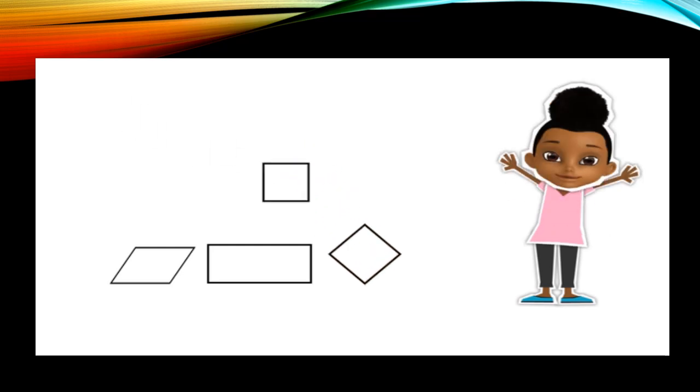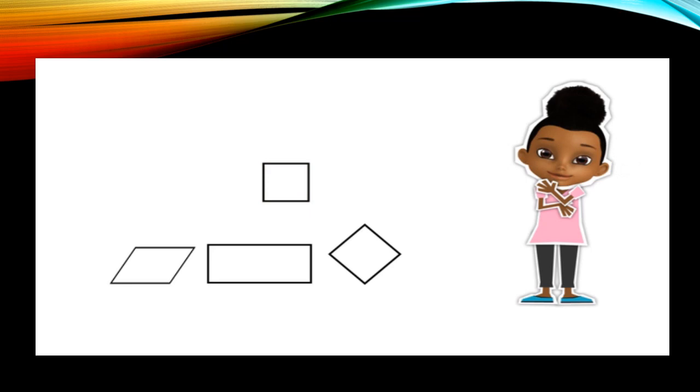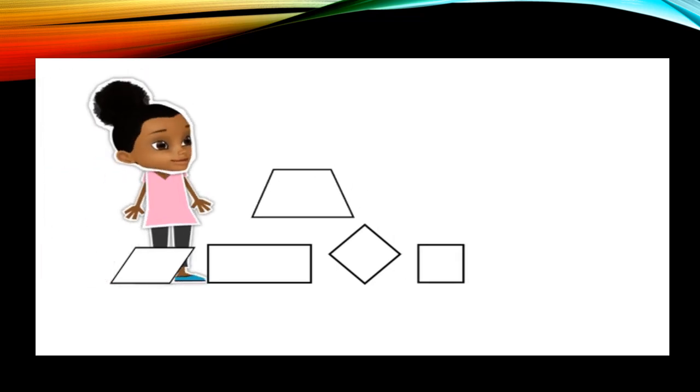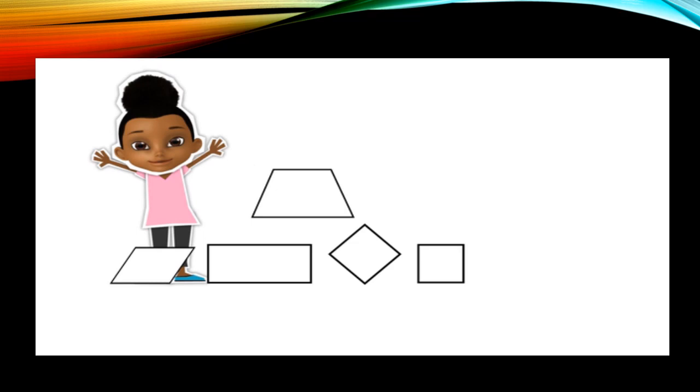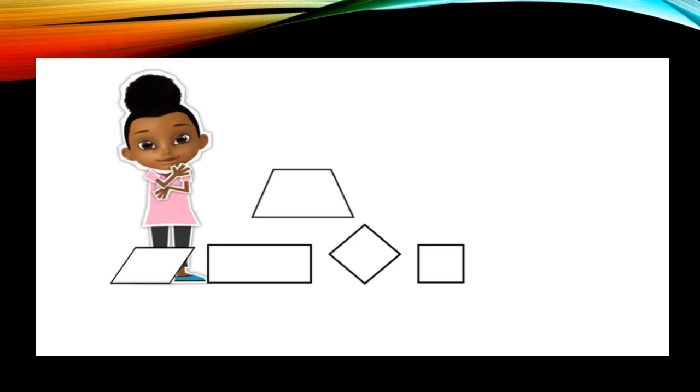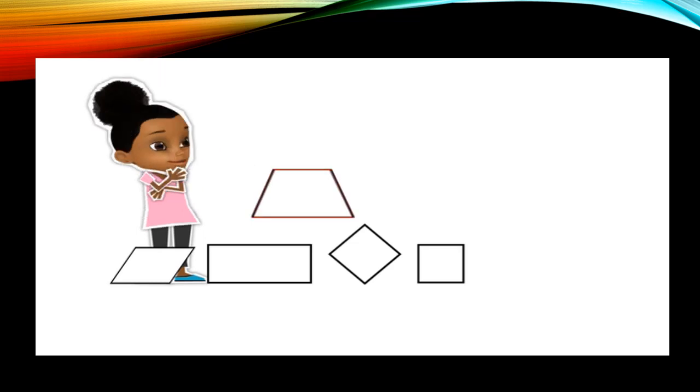A square has 4 equal sides. Right again. Just like a rectangle is a type of parallelogram, a square is a type of rhombus. It's a rhombus with all right angles. Now for our last quadrilateral. I know that one, a trapezoid. Right, this one has exactly 1 pair of parallel sides.